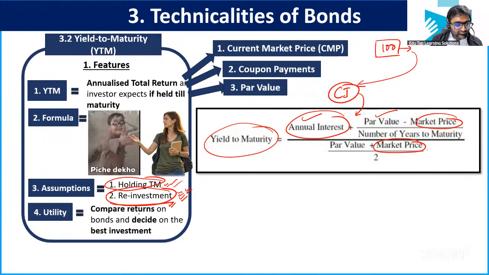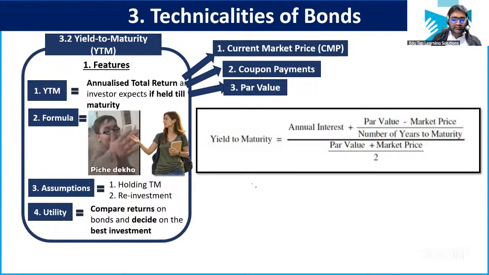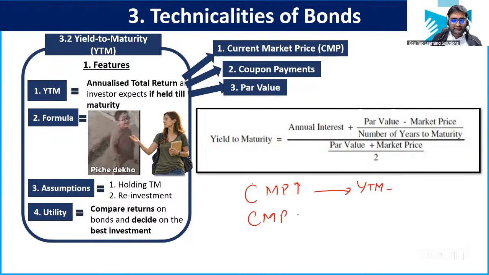Now moving ahead, this is very helpful in comparing returns, and you go for the best investment. You compare the YTM and then you go for the best investment, right? Okay, is that clear? YTM is such a thing wherein you can decide this. Now please let me know, if the current market price increases, what will happen to the yield to maturity? How will it change? If the current market price decreases, what will happen to the yield to maturity? Can you just tell me very quickly? First one, second one, right?